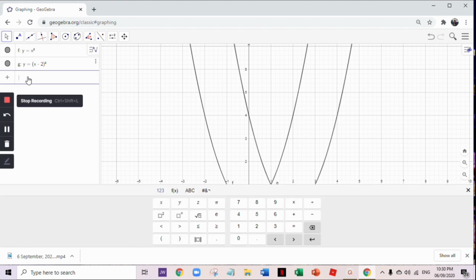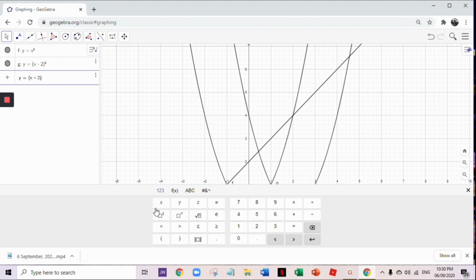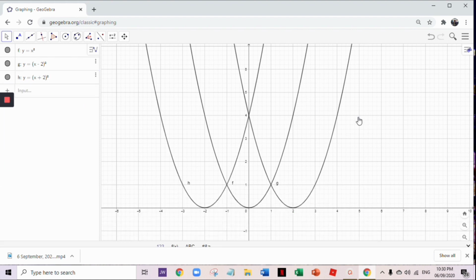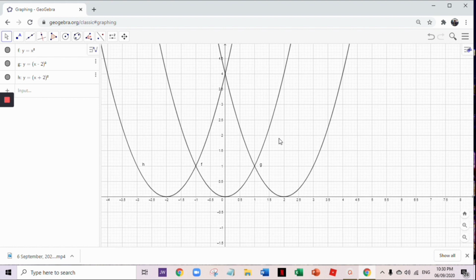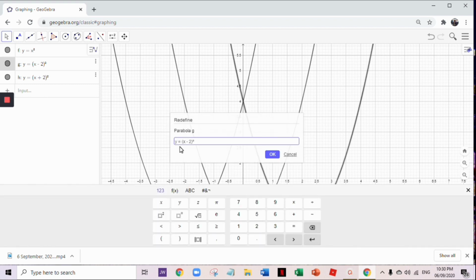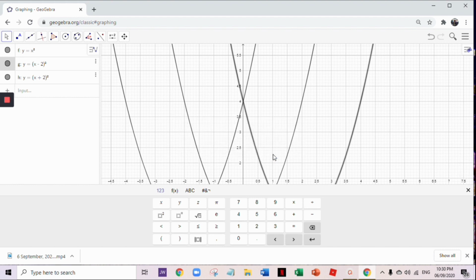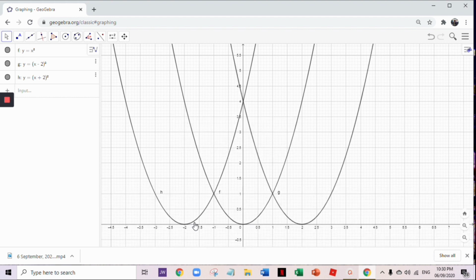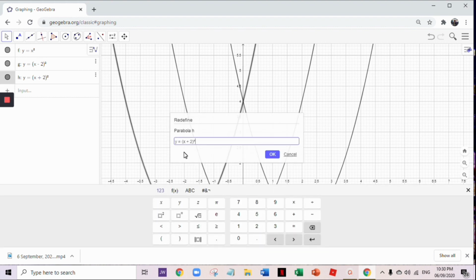Try naman natin if y is equal to quantity x plus 2 squared. Ang vertex natin, pag plus 2, di ba, negative 2 at saka 0 ang magiging vertex natin. Tignan natin sa graph. Ayan, so negative 2 yung ating naging vertex. Ito yung x squared. Yung graph ng x squared. Ito yung graph ng quantity x minus 2 squared. Tapos ito yung graph ng quantity x plus 2 squared.